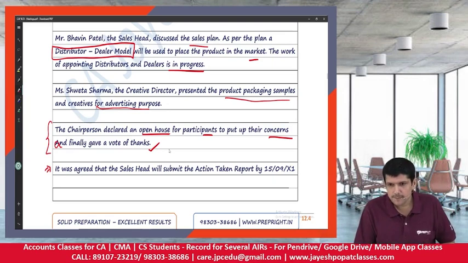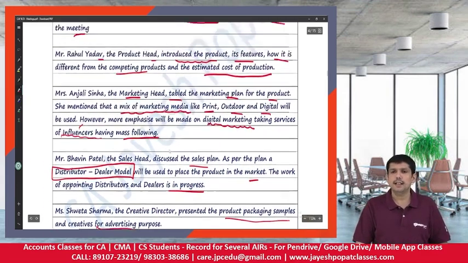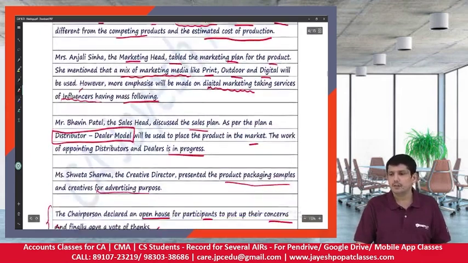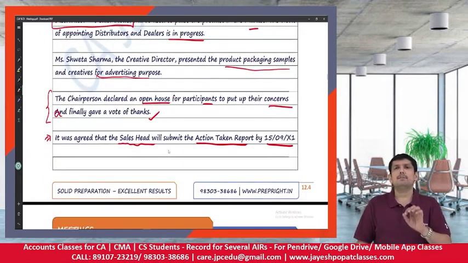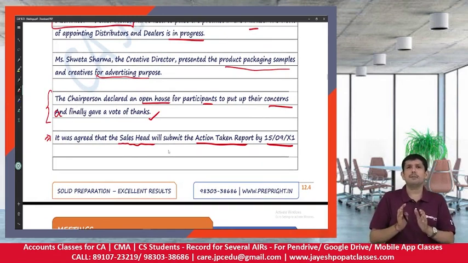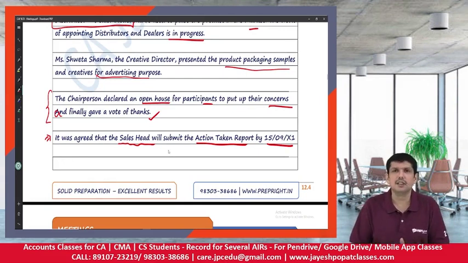It was agreed that the sales head will submit the action taken report by 15th of September. So here the date of the meeting is 10th. So 15th, you should generally keep a gap of maximum 7 to 10 days. Please remember, keep a gap of maximum 7 to 10 days for making your action taken report.